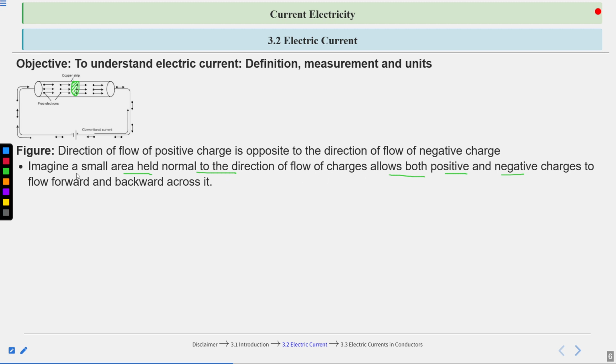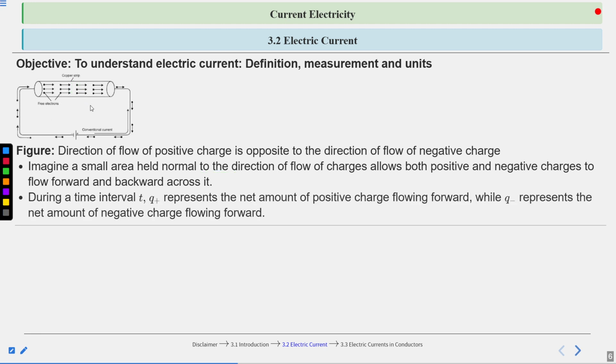So we can imagine a small area held normal to the direction of flow of charges, allowing both positive and negative charges to flow forward and backward across it. Okay, so we are considering one area which will allow both positive and negative charges to flow across it, in the forward direction and in the backward direction. During any time interval t, Q positive represents the net amount of positive charge flowing forward. So what is Q positive here? The net amount of positive charges flowing forward.